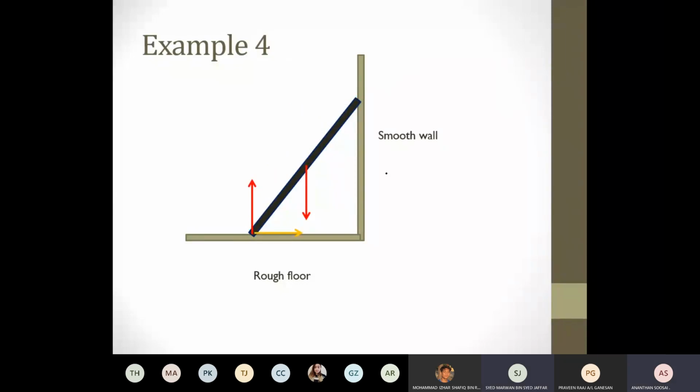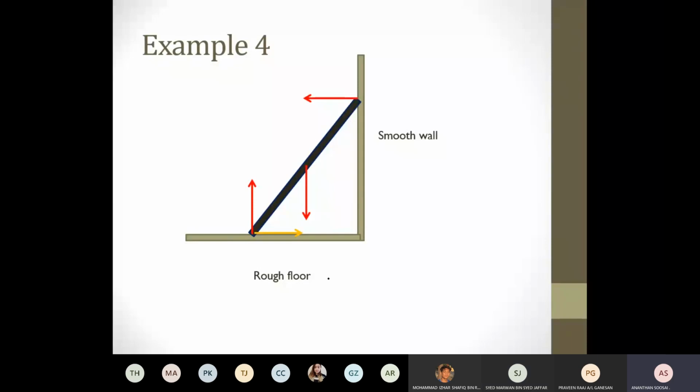Okay, so now, the earlier case, the floor is rough, the wall is rough. So both have friction. Now you see, sometimes they put it like this: wall is smooth, floor is rough. What's the difference? A smooth wall means there is no friction. So at the smooth wall, there is only one force acting. What is that? Only the normal force. The rough floor, you have both: the normal force and the friction. The weight is acting down.